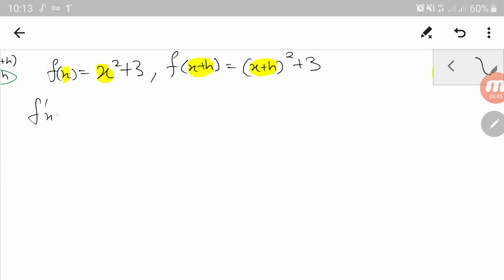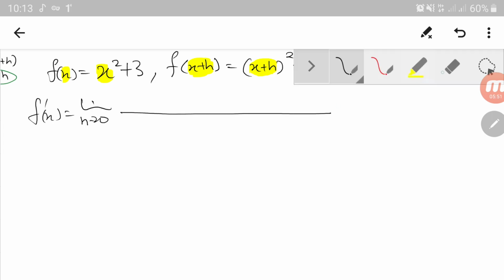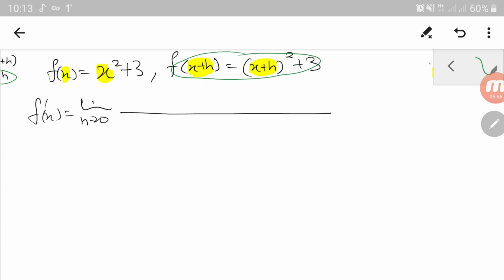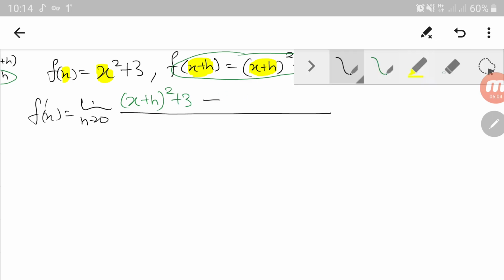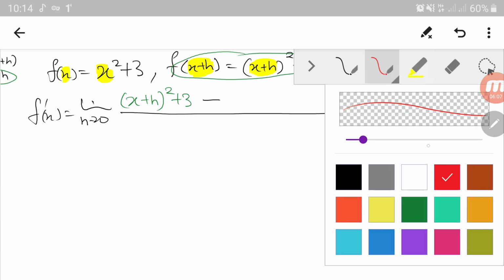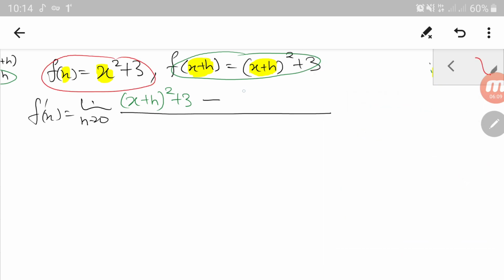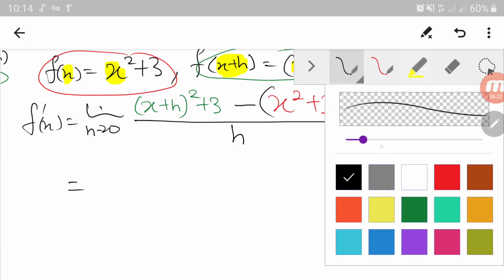So let's apply the f prime. Limit h approaching 0 when f(x plus h) is (x plus h) squared plus 3. And then minus, what color? Red. This one f(x). What is f(x)? x squared plus 3. Remember the bracket, because there are two different terms, so we have to expand the negative later. Too small.